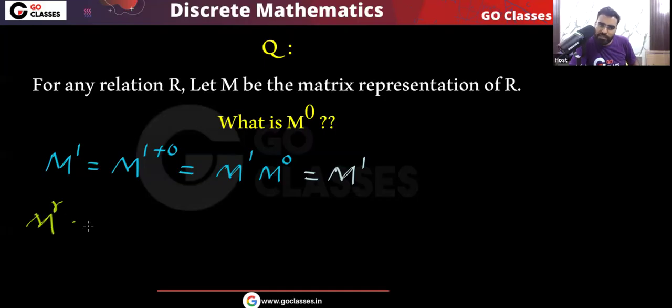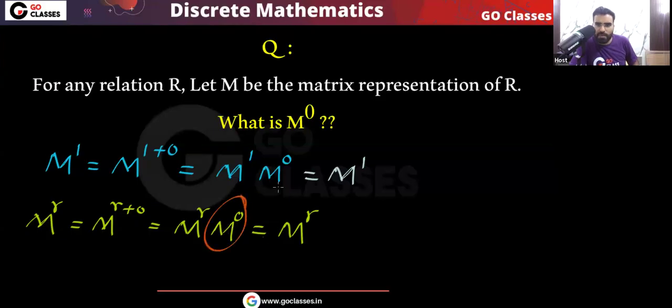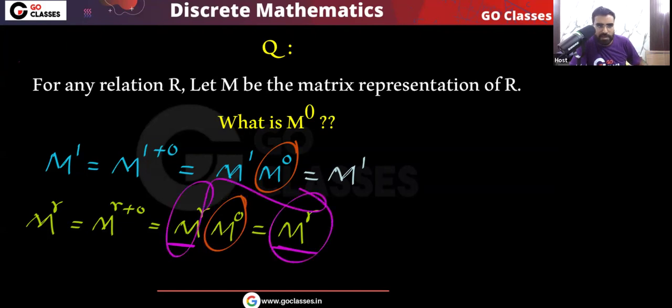Or it's like this. Whatever M power R you take, I can write it as M power R plus 0, that is, M power R times M power 0. So M power R times M power 0 is the same as M power R. So what should this M power 0 be? Remember, which matrix should I multiply with a matrix so that I get the same matrix as it is? Are you getting my point? Let me know.